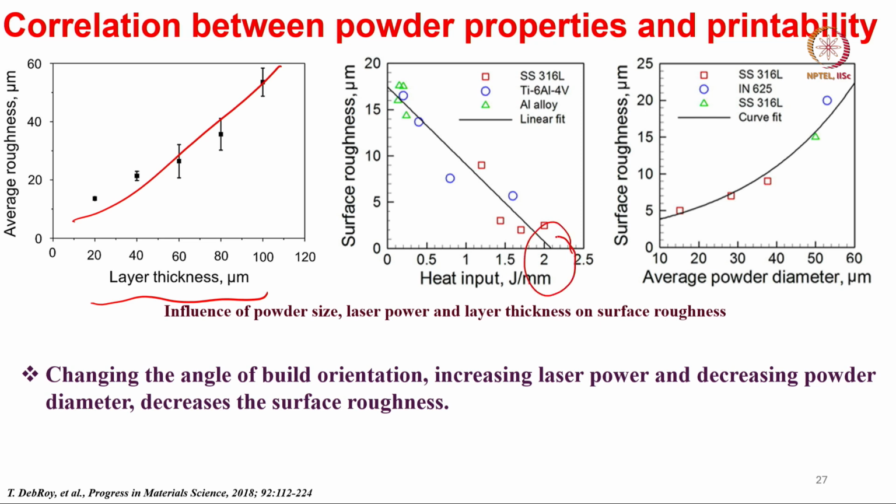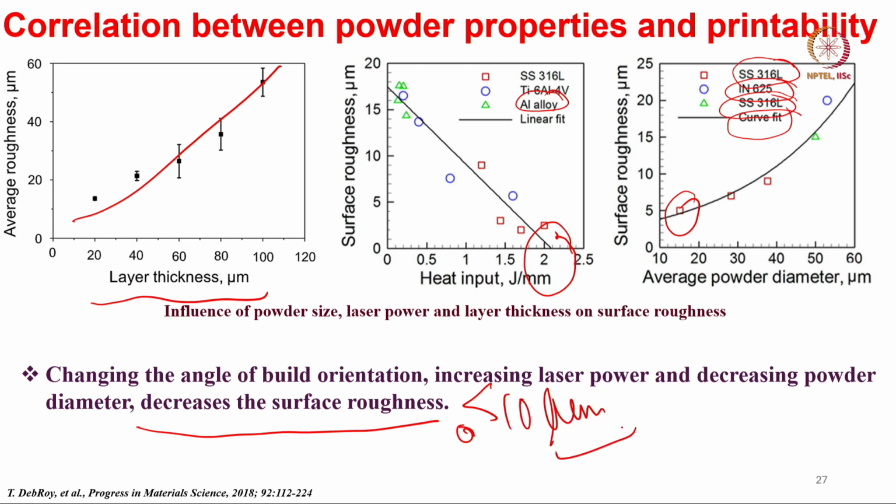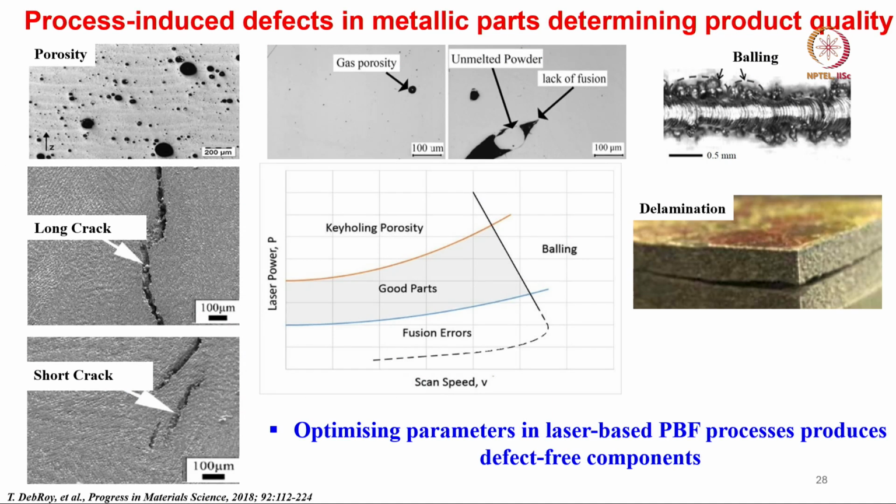The higher the energy input or linear heat input, the lower the surface roughness. The lower the powder particle diameter, the lower the surface roughness. These are data points taken from different kinds of materials, stainless steel 316L, Inconel 625, and aluminum alloys and so on. So, changing the angle of build orientation or increasing laser power or decreasing powder particle diameter essentially decreases the surface roughness. As I said, if it is less than 10 micrometer, that is much better for engineering applications.